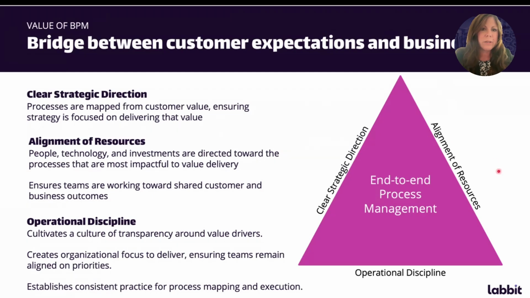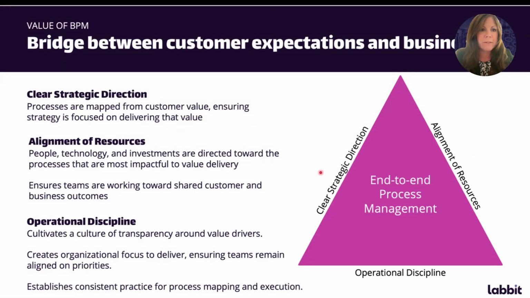Second, alignment of resources. BPM helps ensure that the people, the technology, and the company's investments are aligned with the processes that most influence the targeted value drivers. It breaks down silos across functions and ensures that teams are working toward a shared customer and business outcome.